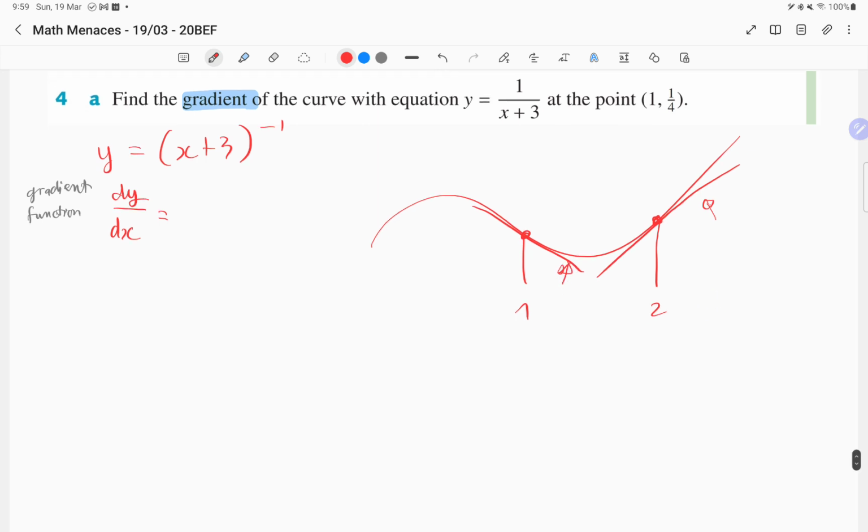Is to find the gradient function, aka the derivative. And then you just substitute the value 2, and then you get the gradient, and you substitute the value 1, you get the gradient over here. Okay, that's what it means by the gradient function.